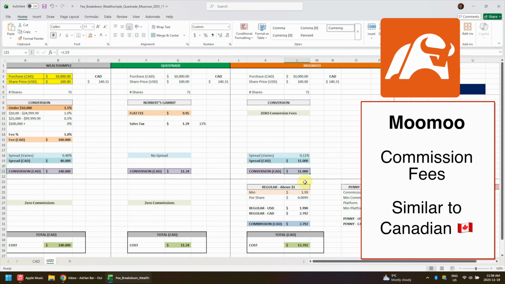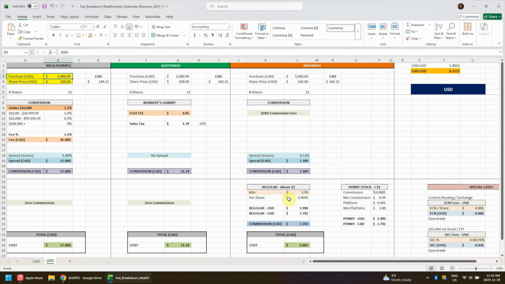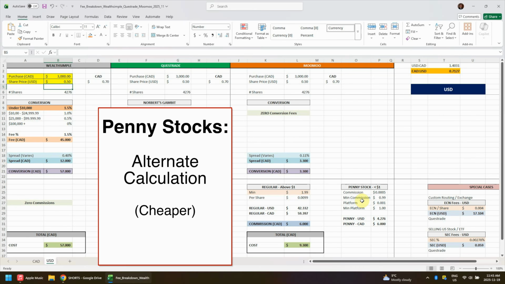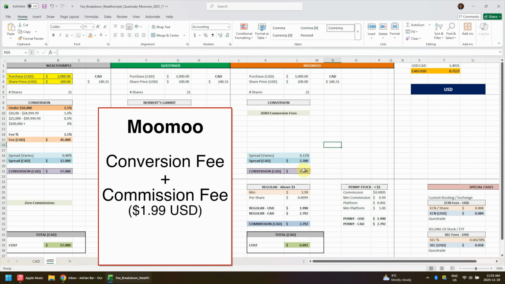For Moomoo, we do have commission fees, and it's similar in structure to the Canadian side. You pay 1 cent per share with a minimum of $1.99, and these are US dollars, so we convert back into Canadian here. For most trades, you're buying less than 200 shares, and so you only pay $1.99 USD or $2.79 Canadian. Once again, for penny stocks, I included the alternate calculation here on the side. So for Moomoo, we add up the conversion fee and the commission fee, $1.99 USD, and we get our total cost here in Canadian dollars.